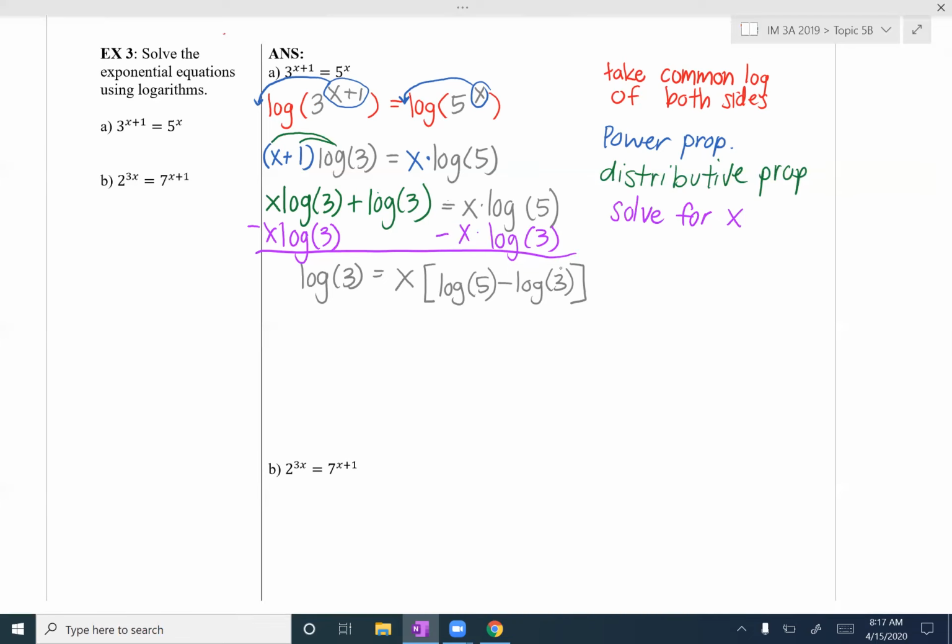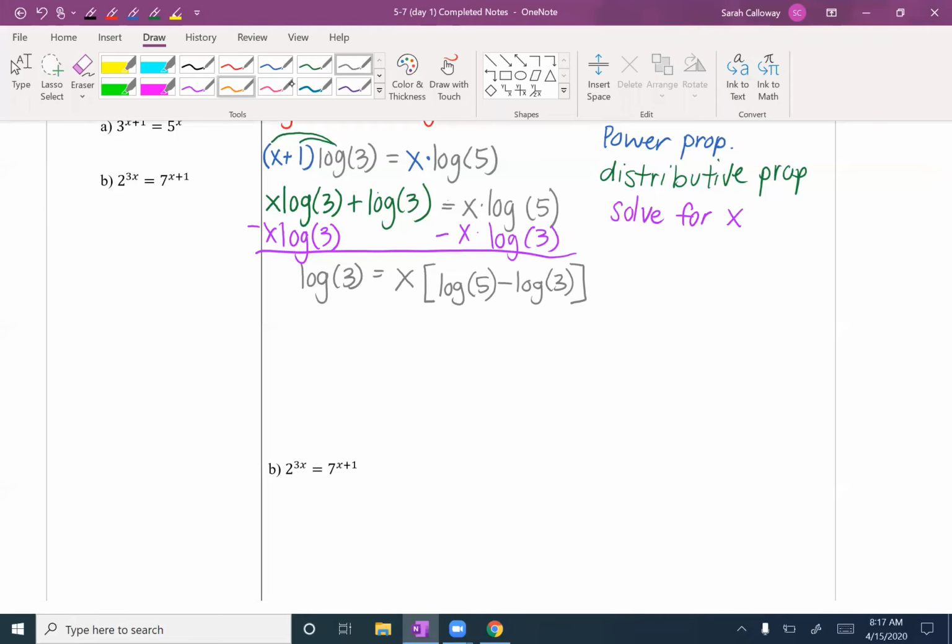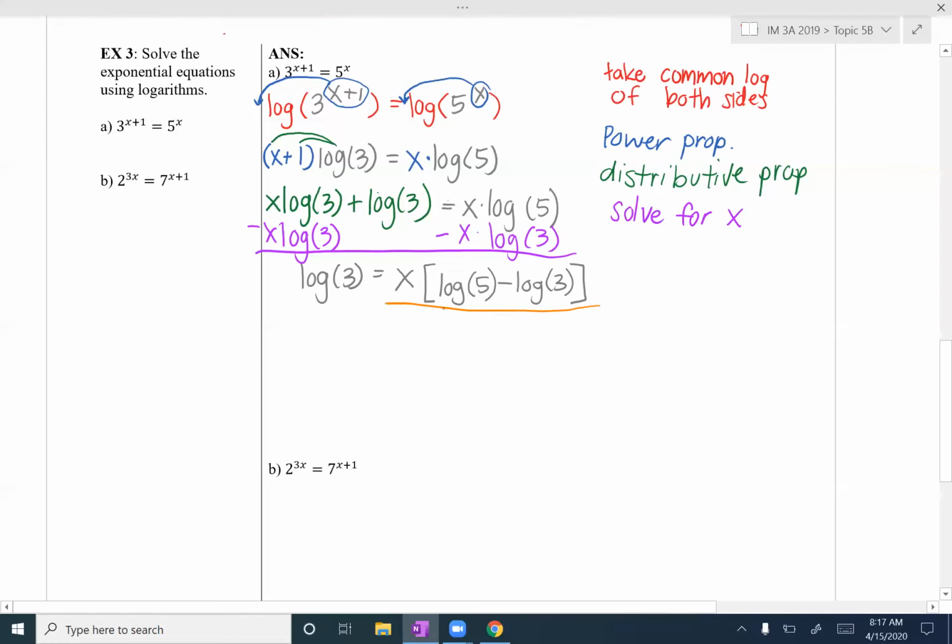So then to get x by itself, since it's being multiplied times this subtraction, I'm going to divide both sides by log of 5 minus log of 3.